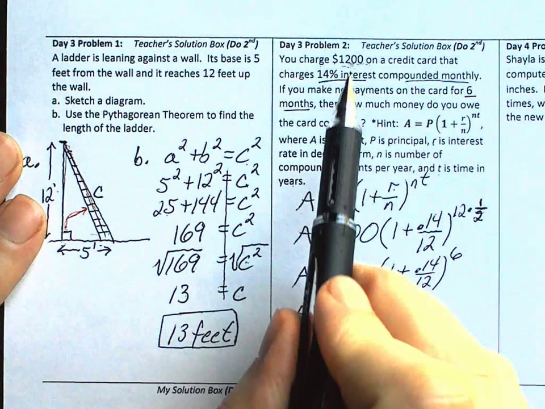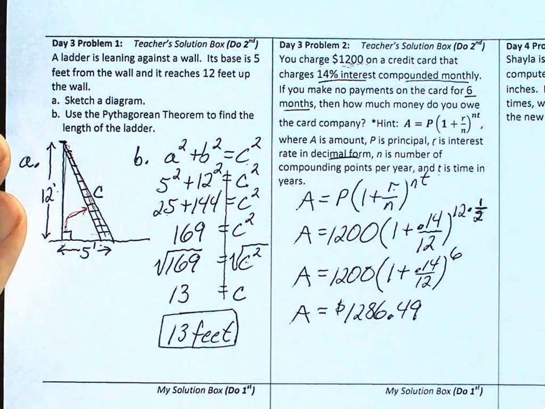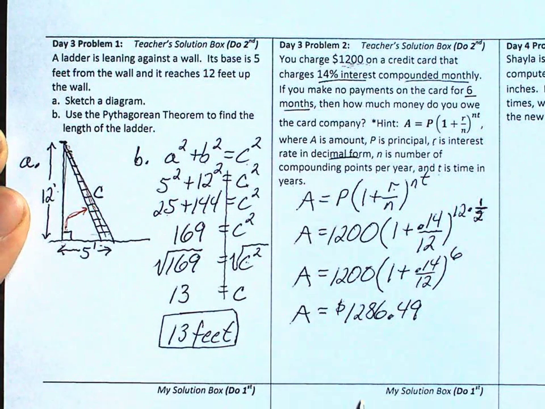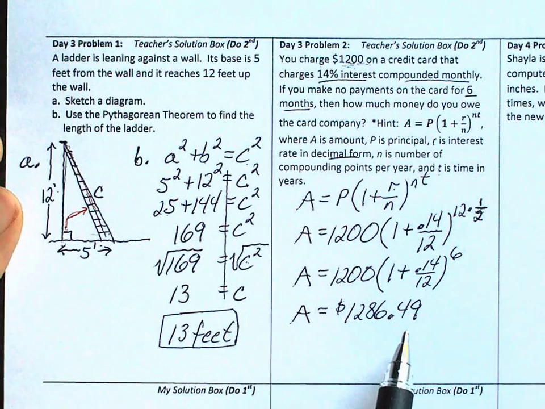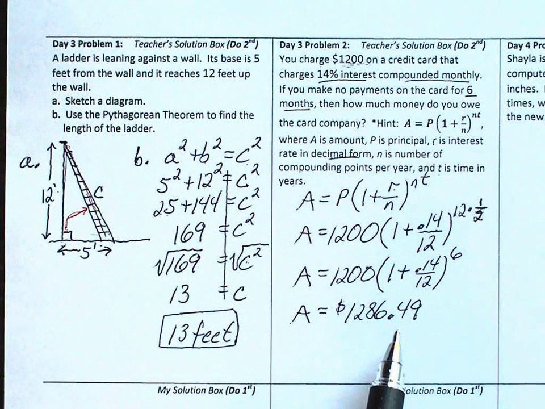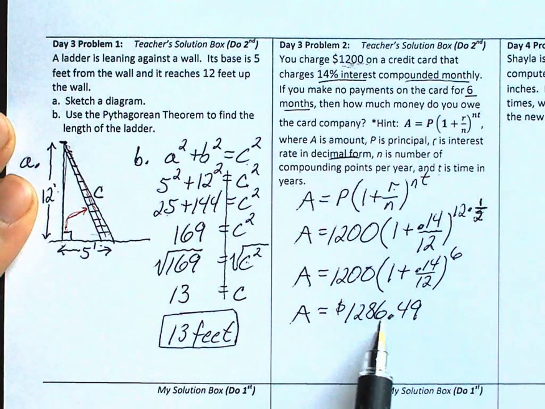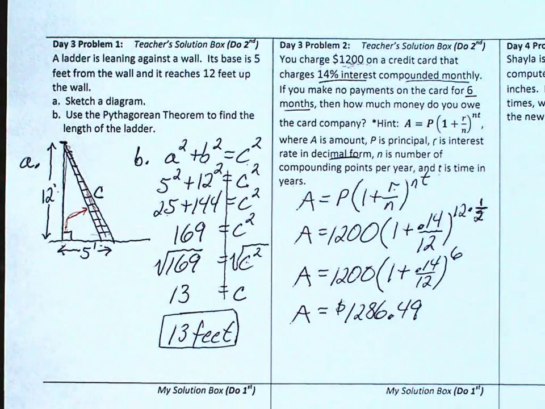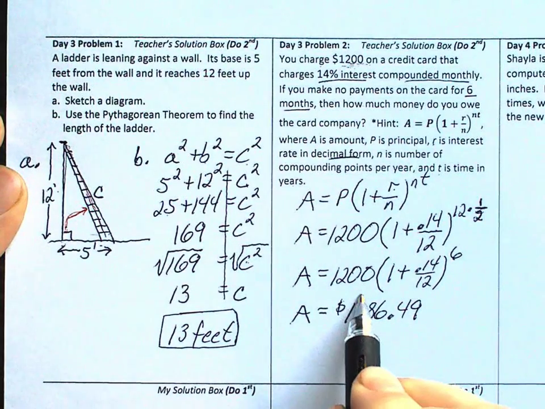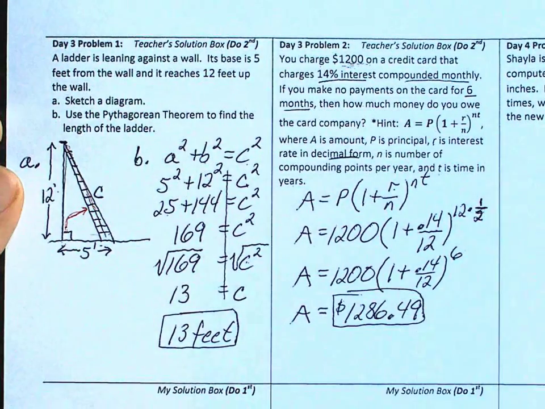If we borrow $1,200 and we don't pay that back at all, as time's going by, we continue to owe more and more money to the credit card company. After 6 months of time, we owe them $1,286.49. The $1,200 was what we borrowed from them originally that we have to pay back. That's called the principal. And then the $86.49 is the extra money that they're charging us as time's going by and we continue to not pay them back. That extra amount of money is called interest. And so this amount right here is the answer to this question.